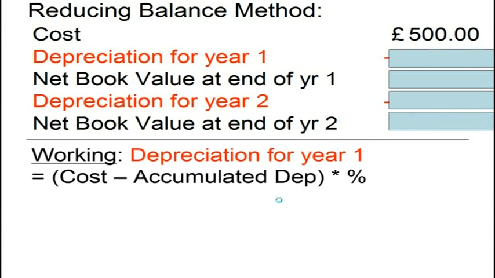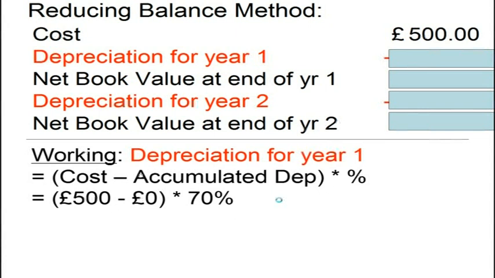So cost minus 0 times 70%. So we get an answer there of £350, and this is the net book value, which you'll see is £150. So cost minus net book value gives you £150, which you see there. So it's quite a big reduction in year 1. Let's look at year 2.